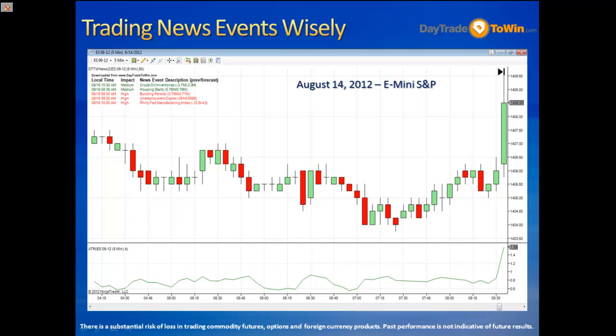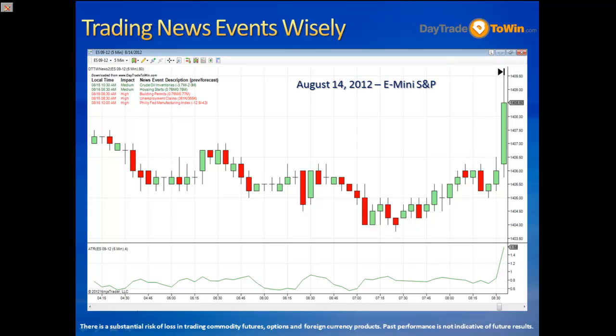Yesterday was August 14th on the E-mini S&P, and on the top left-hand corner you can see the news indicator right on the chart. That's exactly what it looks like. And I'm not interested in the green reports. I'm only interested in the red, which are high impact. And I know that when they occur, I should be out of the market, or I should know when they occur, so I can take this trade. Okay. So looking at the chart yesterday, actually I did this in the morning.